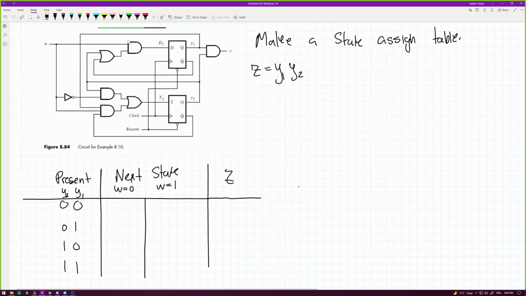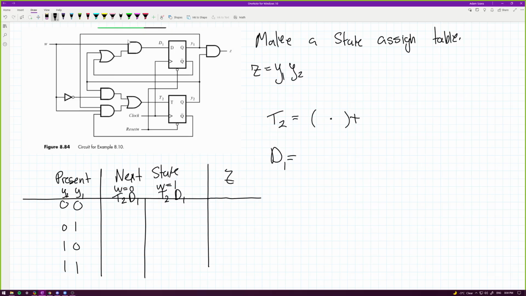Now we need our next state variables. The next state variables are T2 and D1. Those are the variables that are going to be coming into the flip-flops, whichever flip-flop we're talking about. So what I can do is derive some sort of function for T2 and D1, and fill in our table like this, right? So T2 is going to be, let's see what it is. It's an OR operation between two AND operations, right?